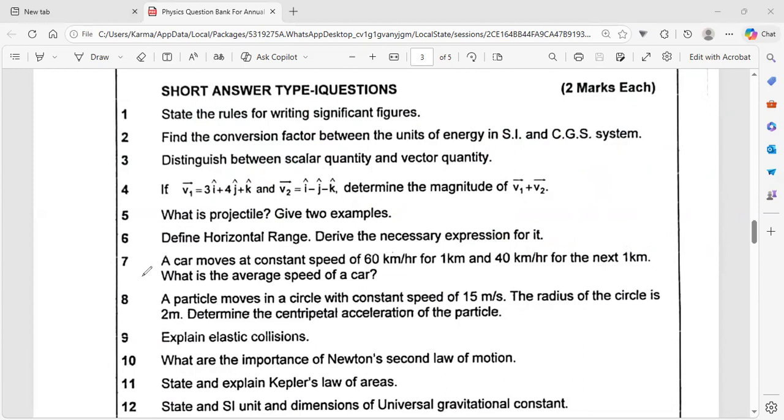Determine the magnitude of V1 plus V2. Just add the corresponding i, j, k components. It will give the magnitude of V1 plus V2.